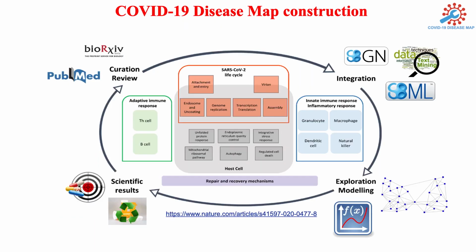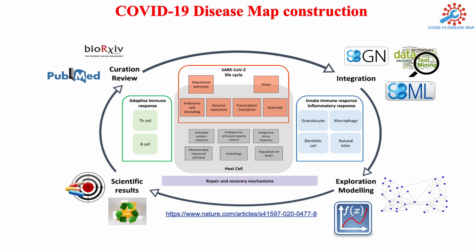The curators retrieve information from the literature and represent this information in the form of process description diagrams using systems biology standards and using official identifiers for naming the entities on the maps.